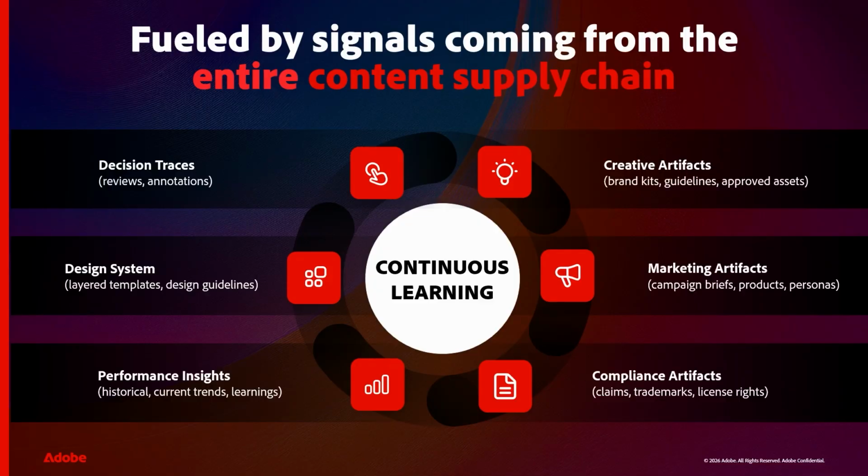And we see that there's a lot of signals coming from that content supply chain. So a bit as we mentioned before, right? Looking at decisions that are happening, the design system you're using, all of these insights and artifacts feed that brand knowledge in order to make sure everything that's scaled is brand compliant and brand aware, so you can trust the content that's being scaled for you.